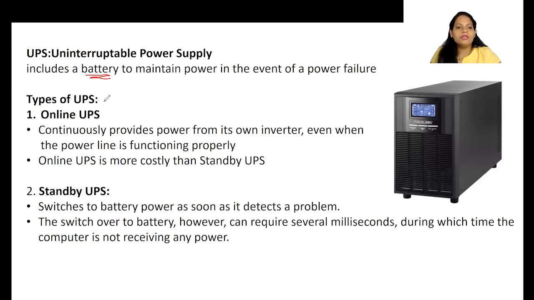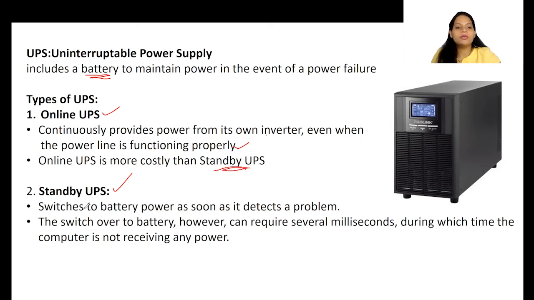There are two types of UPS, which are online UPS and standby UPS. What is an online UPS? It continuously provides power supply from its own inverter even when the power line is functioning properly. So what is happening here is even when there is power, the power comes to the system through the online UPS, whether there is power or no power. Online UPS is more costly than the standby UPS.